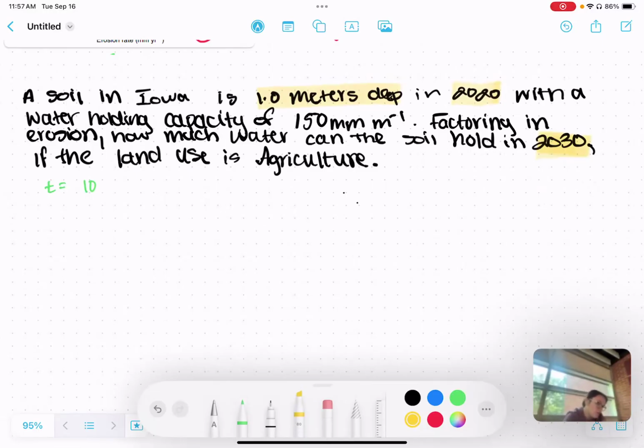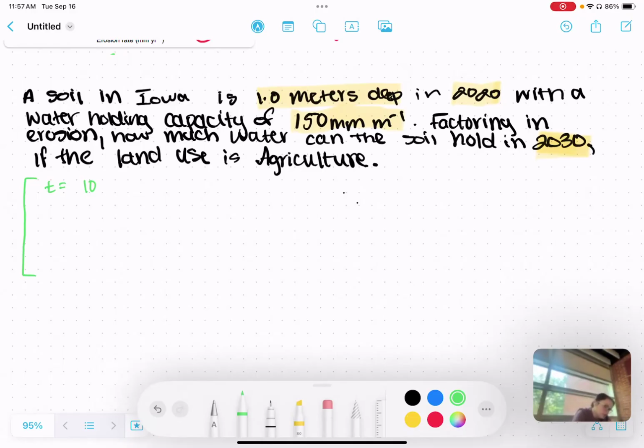Additionally, initially we know that the water can hold 150 millimeters per meter. Great. But if we factor in soil erosion, how much water can the soil hold in the future? I recommend writing down what we know. So currently we know that T is equal to 10. That's how much time we're going over.